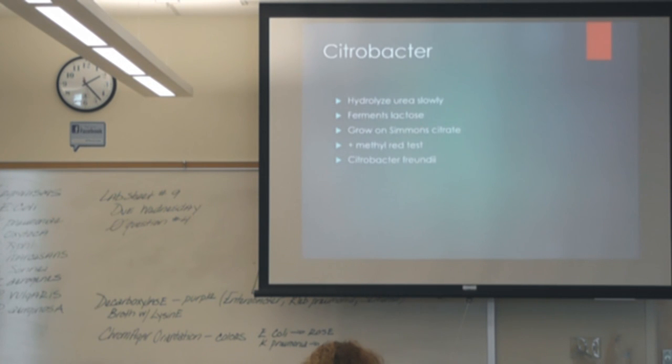Okay, Citrobacter. This is another slow urea hydrolyzer. This one ferments lactose. We don't have this one in the lab, actually. It's going to grow in Simmons citrate, positive methyl red test, and the most prevalent would be freundii. Okay? This would be associated with like UTIs, pneumonia, intra-abdominal abscesses. Okay? So those would be your opportunistics.